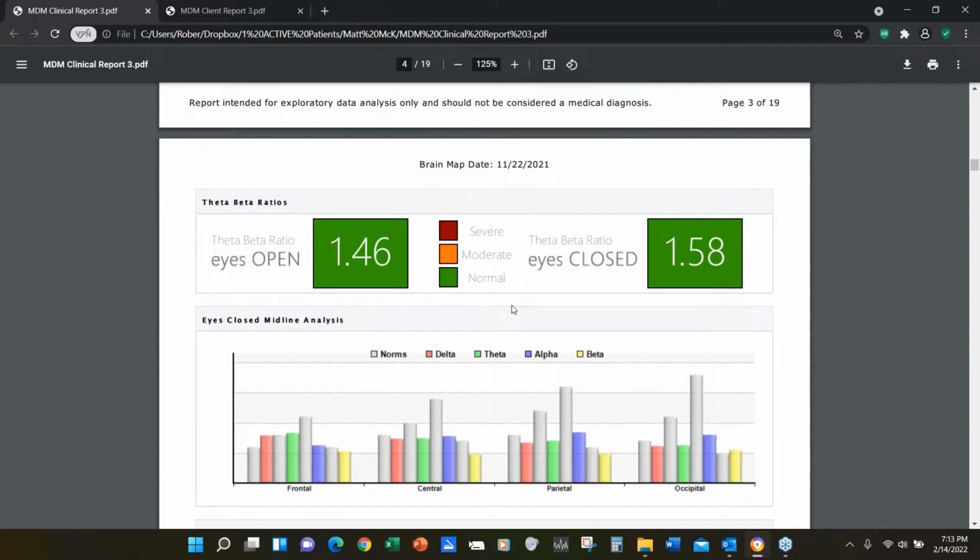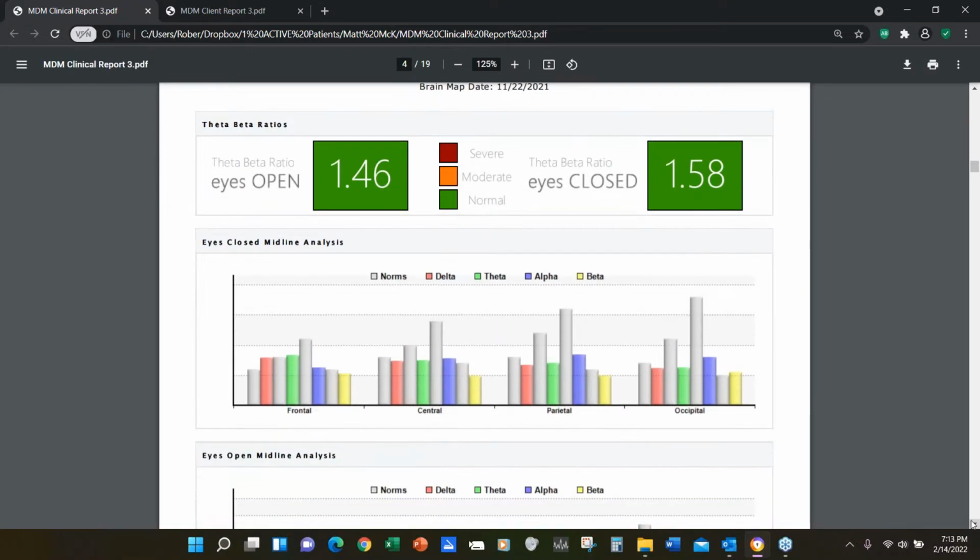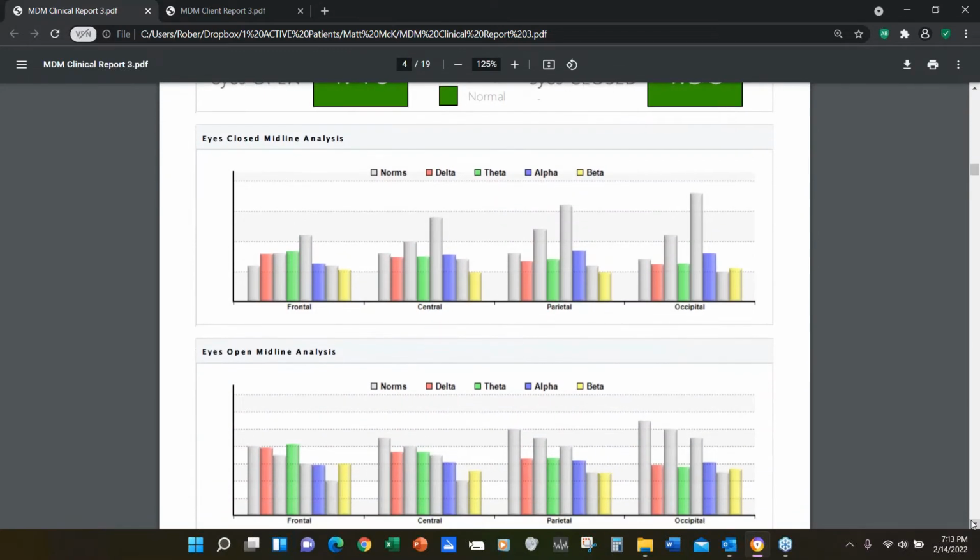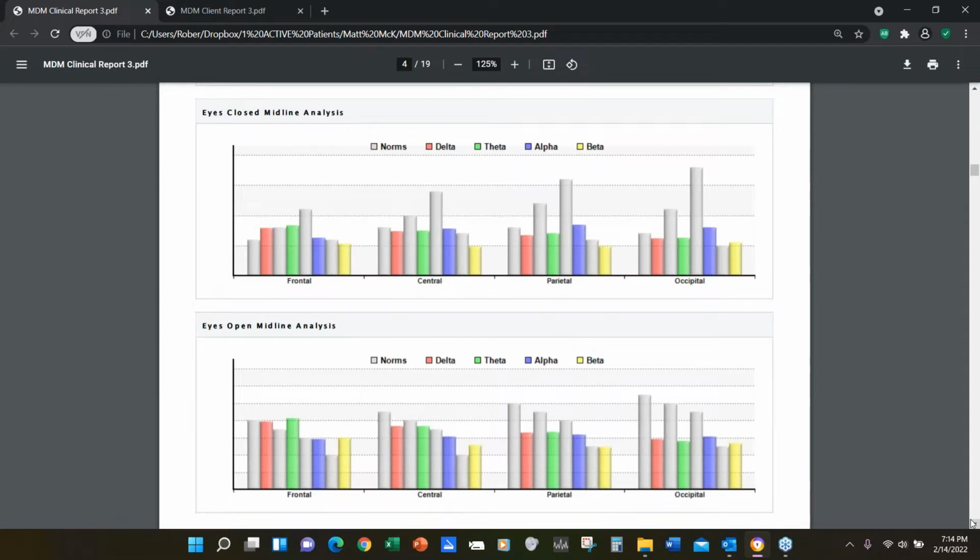To be honest with all of you, we have talked back and forth about whether we're going to keep it or not. But right now it's there, and it just shows you along the midline at these 4 sites centrally whether your power is high or low compared to a normative database of people within your age group.